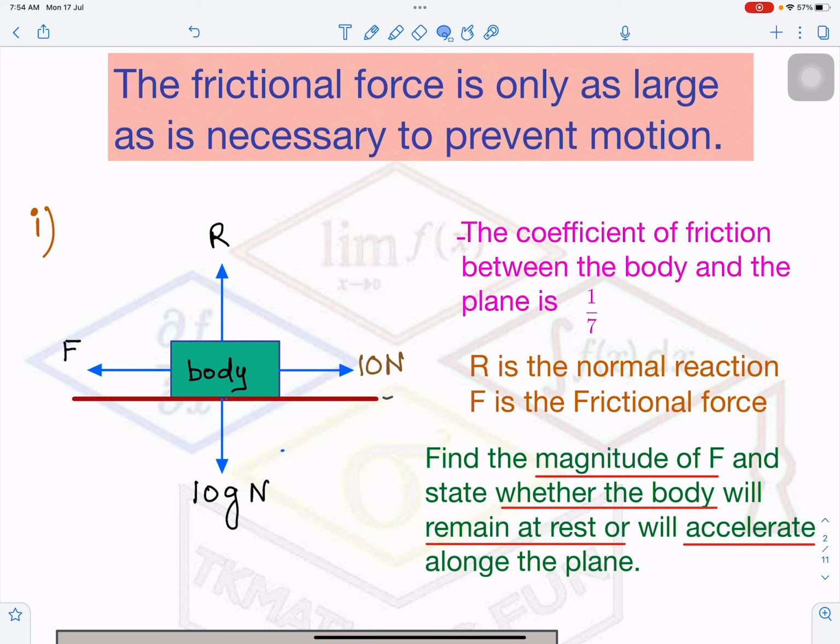Now it is understood that if the force which is applied, here for example it is 10 Newton, if 10 Newton is greater than the maximum frictional force, then of course the body will move. But if 10 Newton is smaller than this force, the body will not move, right? So let's first find out the maximum frictional force here.